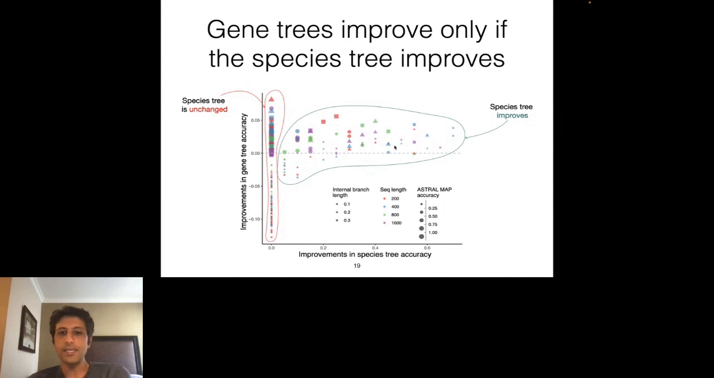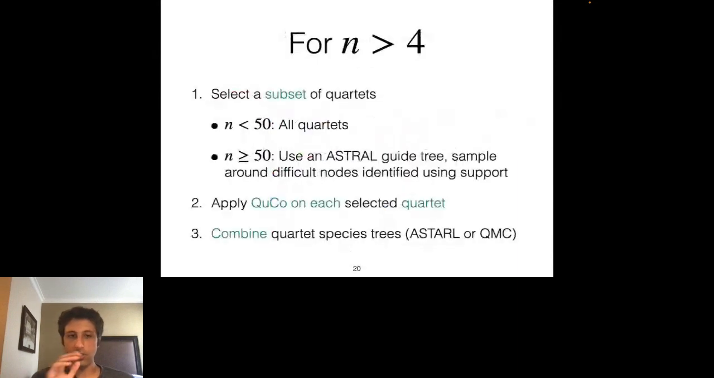The bottom line is this: under conditions where the species tree improves, we do often get improvements in the gene tree. But under conditions where the species tree doesn't change, sometimes you get improvements, sometimes you can even get gene trees that are worse. If your species tree is incorrect, it can make your gene tree estimation worse. So that's important to keep in mind. It's not always better for your gene trees.